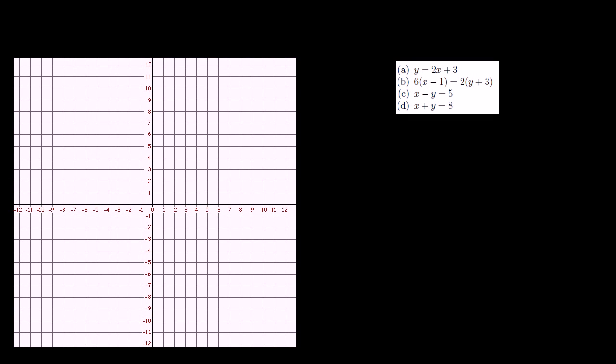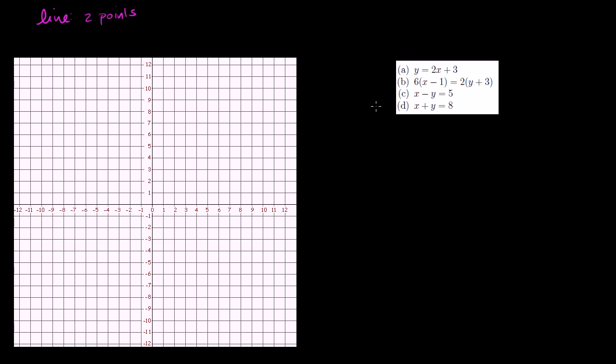What we're going to do in this video is graph some lines using the x and y intercepts of the line. So first of all, a line is defined by 2 points. If you're able to plot 2 points on a line, then you can connect them and keep going in both directions, and you will have drawn the line.